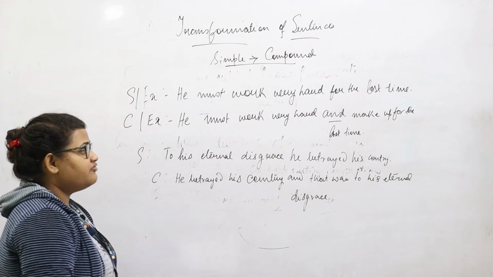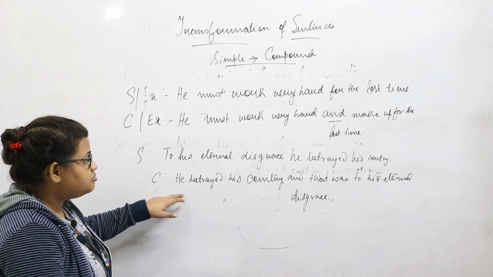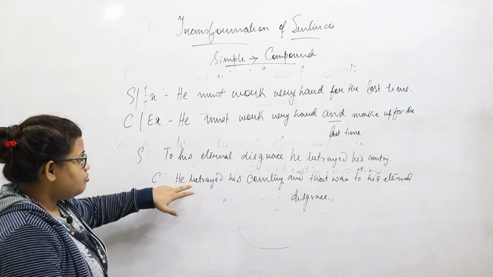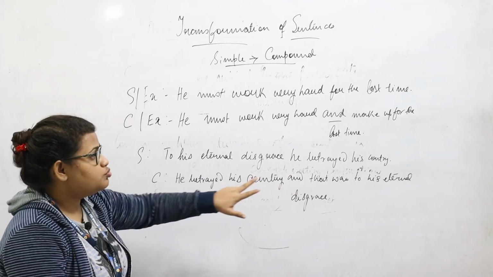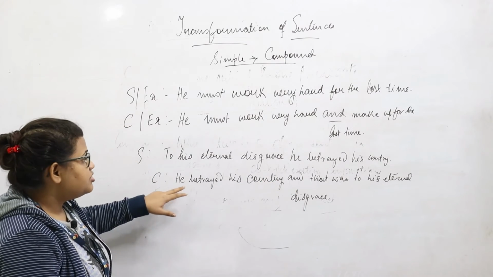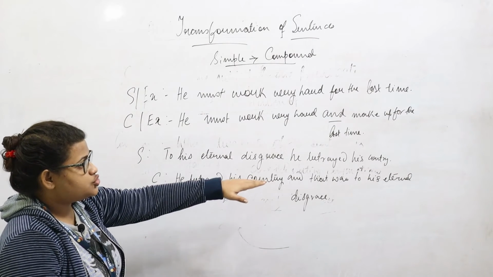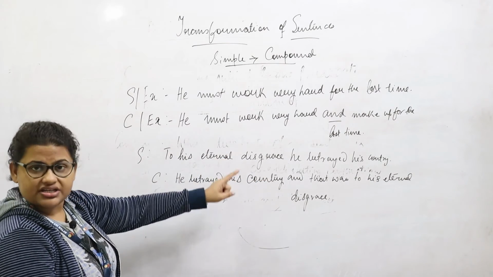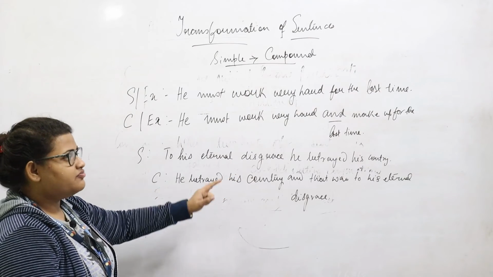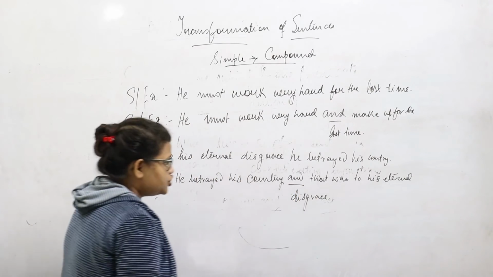Remember that whenever we are transforming the sentences, the meaning of the sentence should not change. Here the meaning remains just the same, but we are just putting one coordinating conjunction in between to join two parts of the sentence. He betrayed his country and that was to his eternal disgrace. There are two parts in the sentence. That is, he betrayed his country and that makes him very disgraceful, which is joined by this coordinating conjunction and.